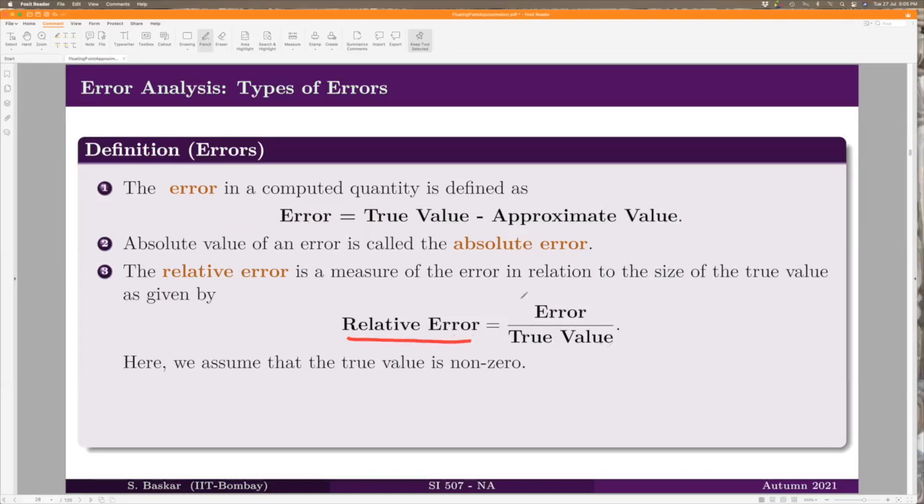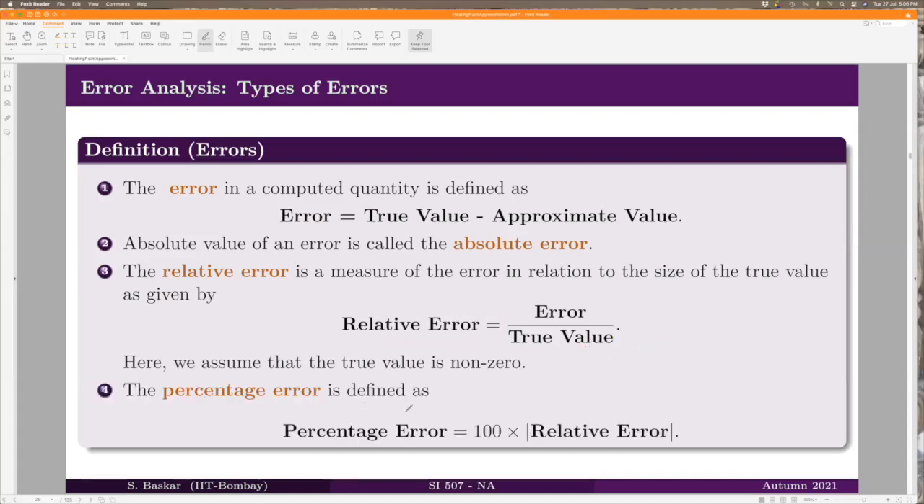Again, in many books, it is taken as the modulus of the error by the true value. So to talk about relative error, we always should assume that the true value is not equal to 0. The percentage error is nothing but 100 times the modulus of the relative error.